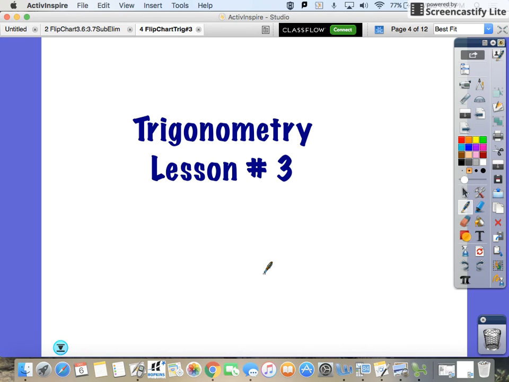So this is Trig lesson number 3 in geometry. What we're going to do today is start to use the trig ratios, SOH CAH TOA, in order to solve for missing sides. So remember, sine is opposite over hypotenuse, cosine is CAH, adjacent over hypotenuse, and tangent is TOA, opposite over adjacent.